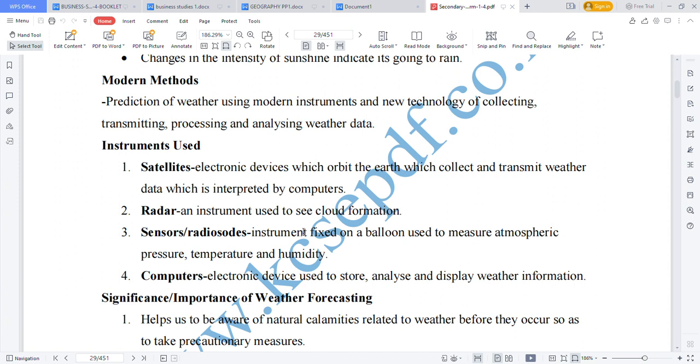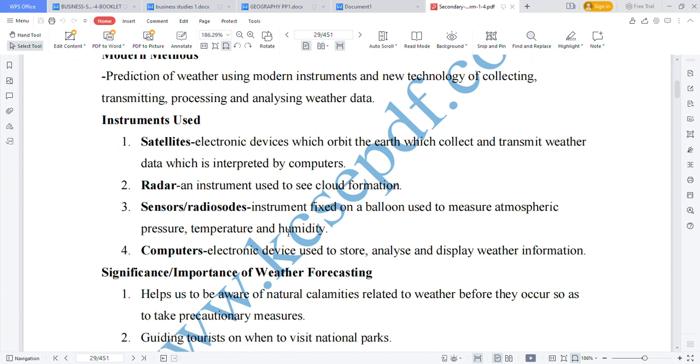So instruments used. What are the instruments used in modern weather forecasting? We have satellites. What are satellites? Satellites are electronic devices which orbit the Earth, which collect and transmit weather data, which is interpreted by computers.